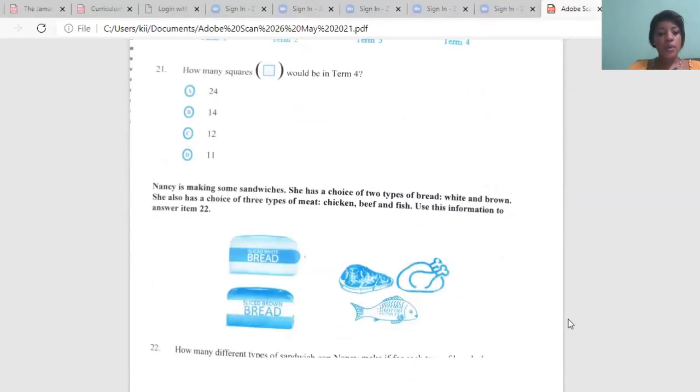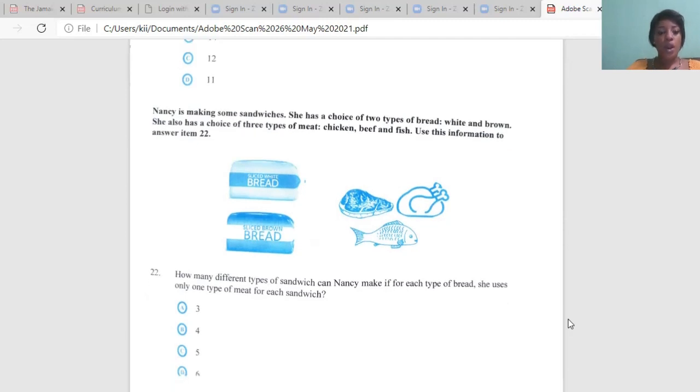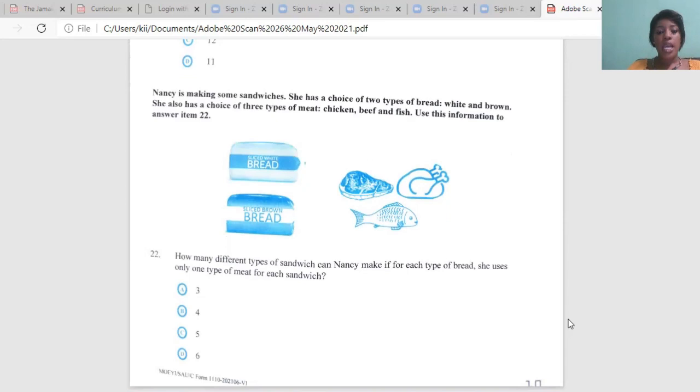All right, the next question says, Nancy's making some sandwiches. She has to choose 2 types of bread, white or brown. She also has the choice of 3 types of meat: chicken, beef, and fish. Use the information to answer item 22. How many different types of sandwich can Nancy make if for each type of bread she uses only 1 type of meat for each sandwich? I'm going to go back to my whiteboard to demonstrate. So there's 2 types of bread and 3 types of meat.